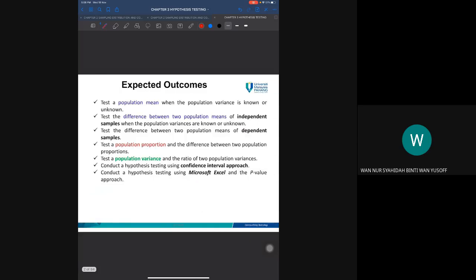So basically we have three methods. Your assignment is about the p-value approach. For the p-value approach, we don't calculate manually. We use Microsoft Excel. So for your assignment, you have to use Microsoft Excel to get the value of the p-value, and use that in your hypothesis testing.